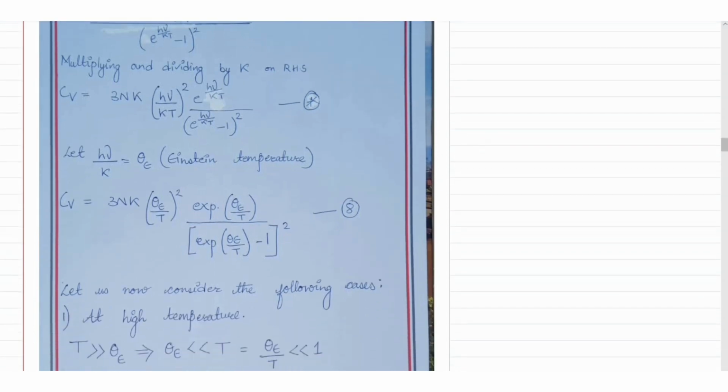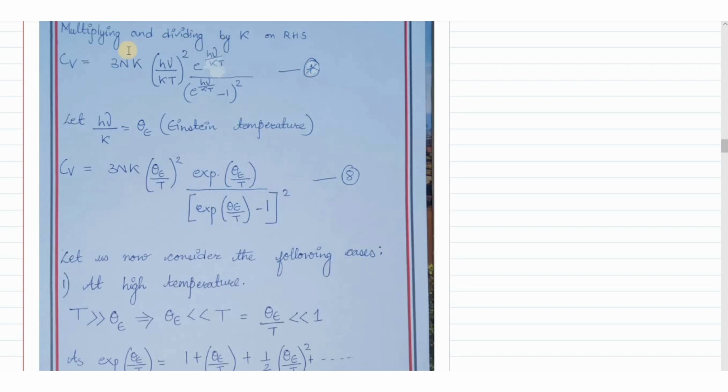So let h nu by k, we assume that h nu by k is equal to theta E. Theta E is the Einstein temperature. So putting this value in equation star, we get Cv is equal to 3n k, h nu by k is theta E, by T whole square, exponential e to the power h nu by kT. We can write this in the form of exponential theta E by T divided by (exponential theta E by T minus 1) whole square. This is our equation number 8.